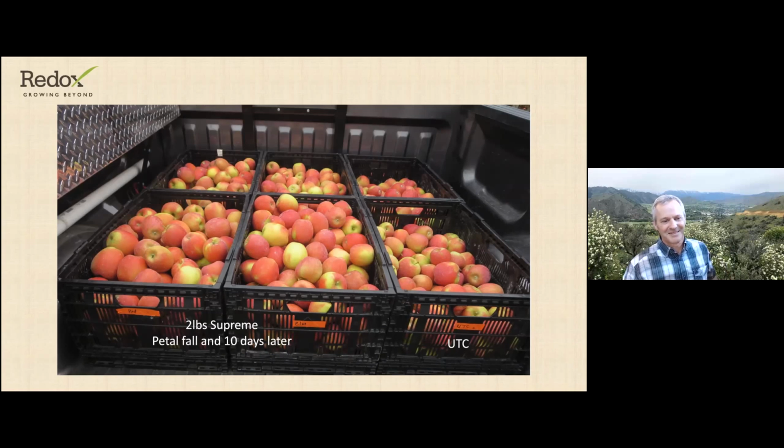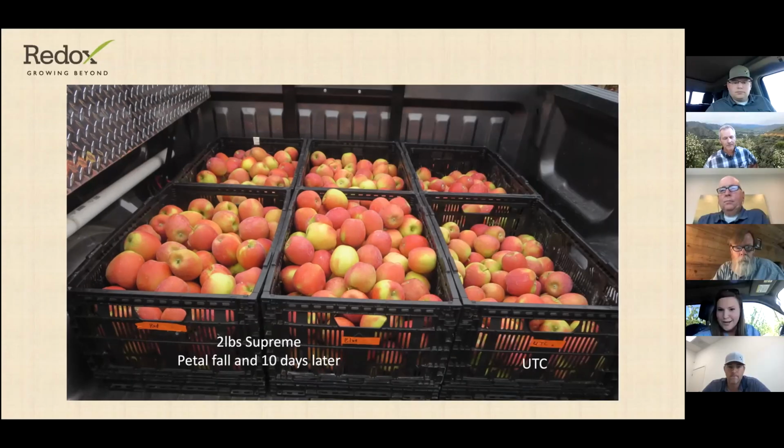So yeah, this was a trial done by G.S. Long a few years back where they looked at Supreme, and they applied 2 pounds at petal fall, and then again 10-14 days later. So this specific variety is Jazz, which is a little harder to size. And so each of these crates have the same amount of apples. And so you can see the ones on the left are substantially bigger. So we see the same effect on Galas and Pink Ladies, any of the varieties that are a little harder to size with those. It's just same 2 applications.